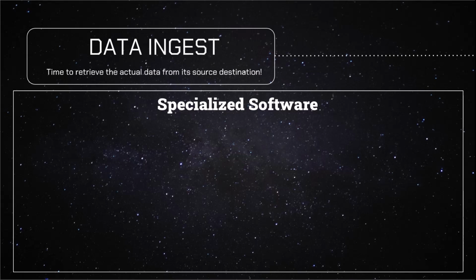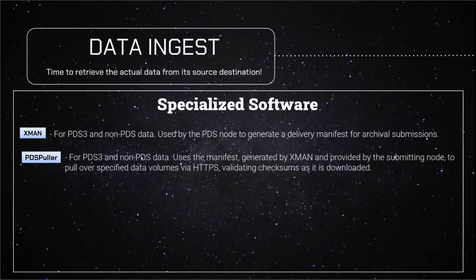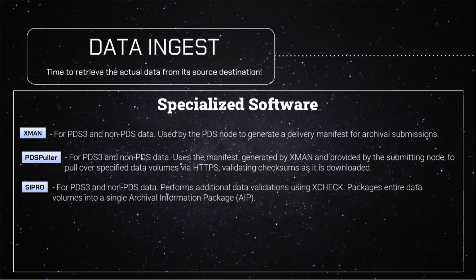For PDS-3 and non-PDS data, the submitting node uses a specialized software package called XMan to generate a delivery manifest. The node then provides this manifest to operations staff at the NSSDCA. Operations uses this delivery manifest to pull over one or more data volumes via our PDS puller process. The puller validates the checksum of every file that is pulled over. Once the volumes are downloaded, additional data validation is performed by xcheck before our SIP Pro software packages up all the data into a single archival information package, or AIP. Once the AIP is generated, this PDS-3 or non-PDS data is ready to be archived.